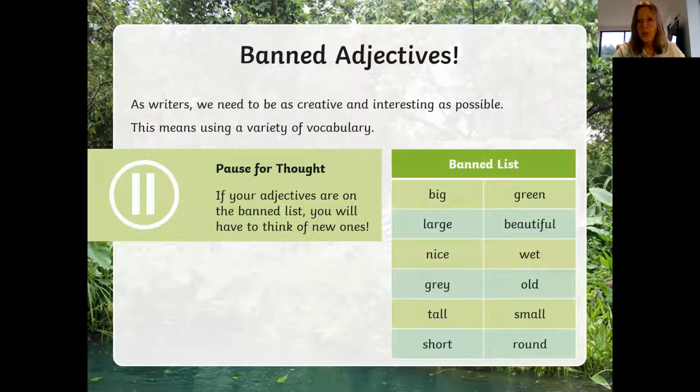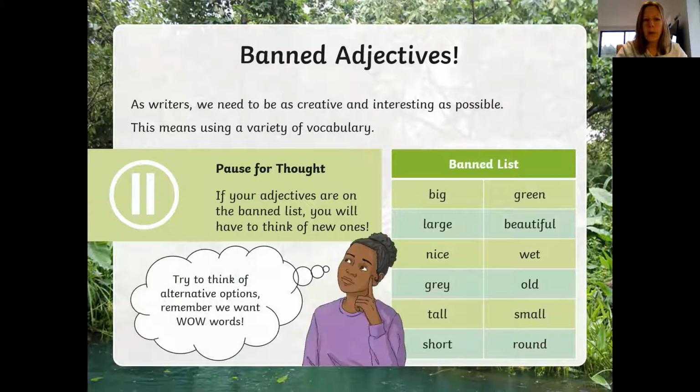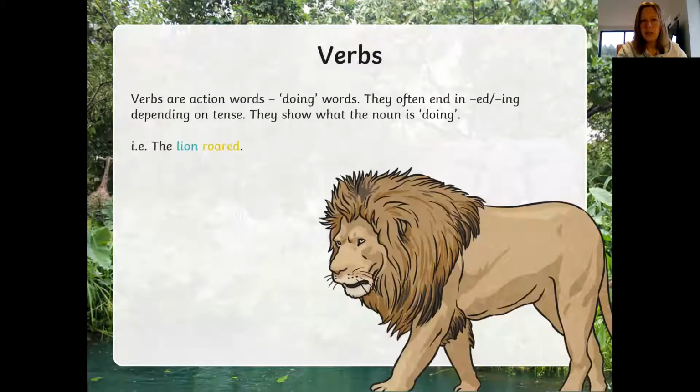That's good. So in your writing today, if you can try and keep away from those, what we're going to call our boring adjectives, that would be brilliant. Okay, always try and think of something a little bit different, a little bit more unusual, and push yourself to think about what they might be. Okay, remember, we want those wow words when we are thinking about your adjectives. So our nouns and our adjectives, they go together. We're describing our noun. But within our sentence as well, we need to think about the verbs.